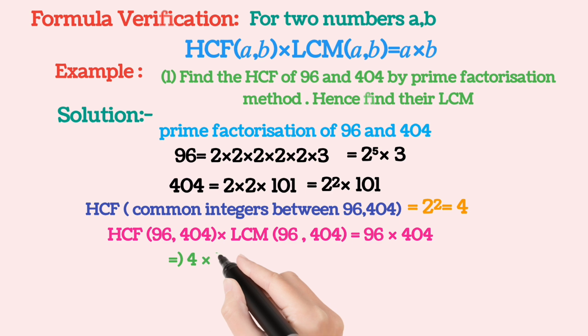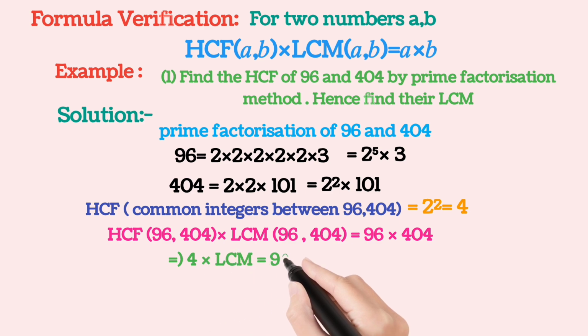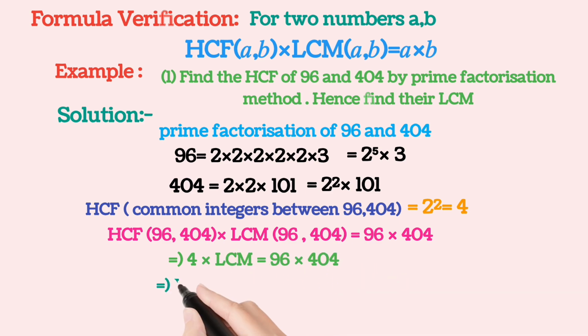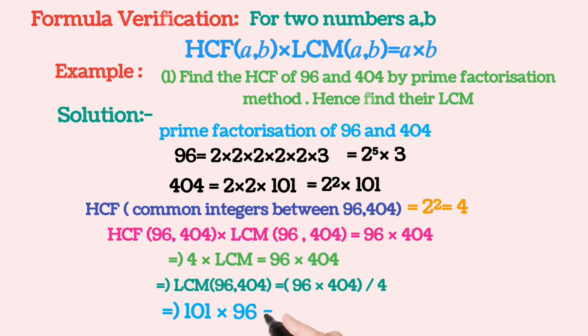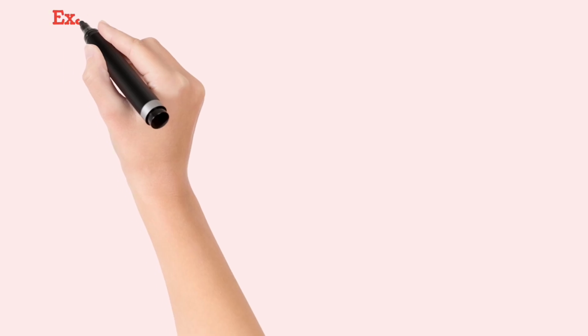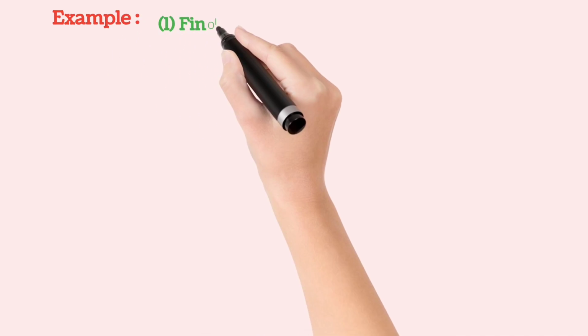HCF of 96 and 404 into LCM of 96 and 404 is equal to the product of the numbers 96 into 404. Then 4 into LCM is equal to 96 into 404. Now simplify it. After simplification you will get 101 into 96, that is equal to 9696. Now we will see another example.